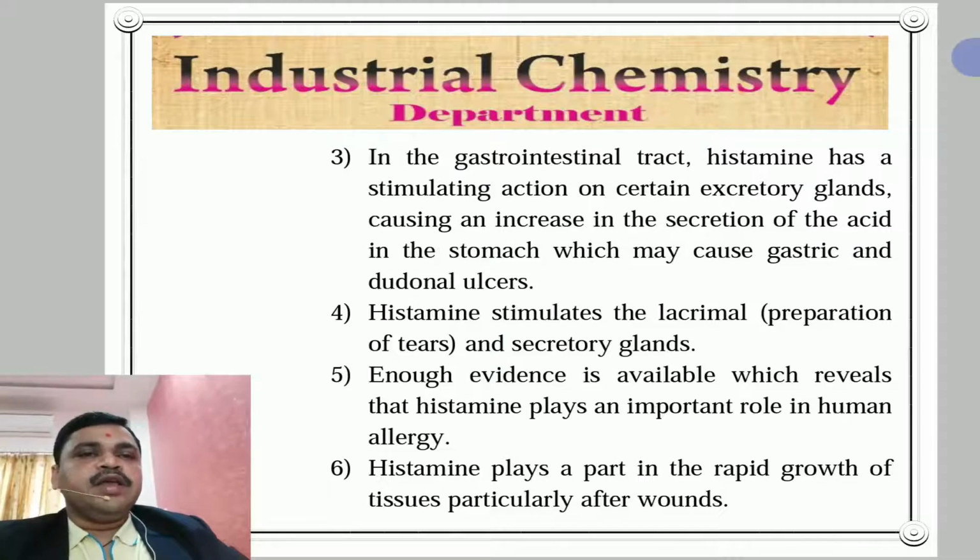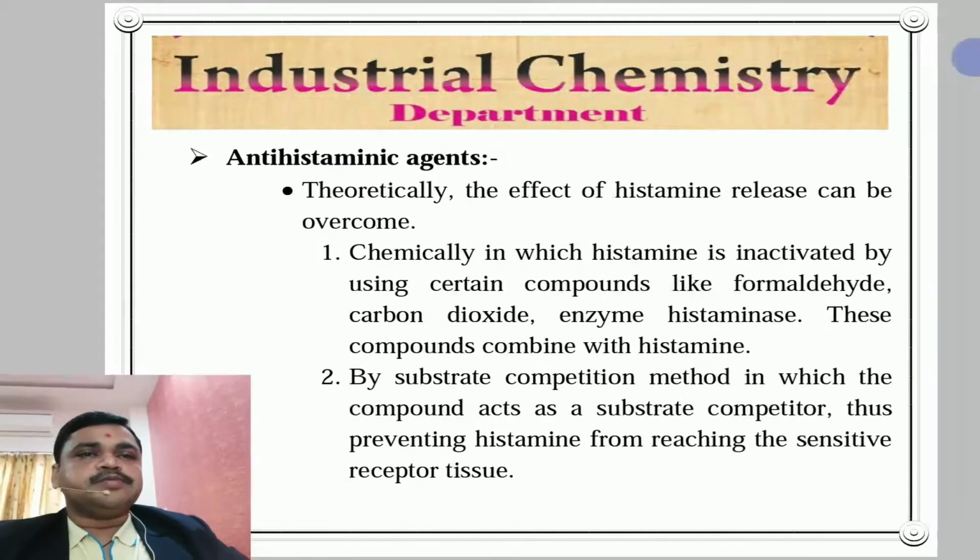Number 5, enough evidence is available which reveals that histamine plays an important role in human allergy. It is an important point. Histamine also plays a part in the rapid growth of tissues, particularly after wounds. Now we see about antihistaminic agents. Theoretically, the effect of histamine release can be overcome.